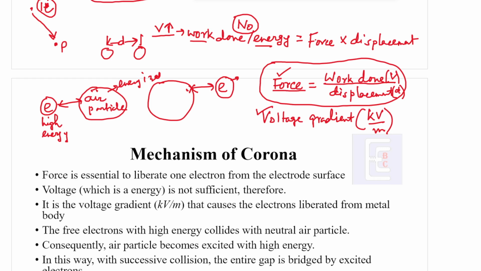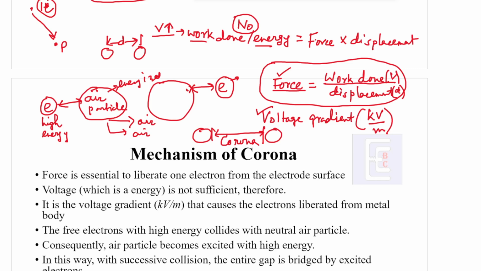Again, with these two electrons available, these two electrons collide with another two air particles. If these two newly normal-state air particles are converted to excited air particles, in this way cumulative or successive collisions occur, and this entire gap between the two electrodes will be filled by these excited electrons. When this gap is sufficiently filled by these excited electrons, at some point of time those electrons can be seen as an electrical spark visually. That phenomenon is exactly called corona.